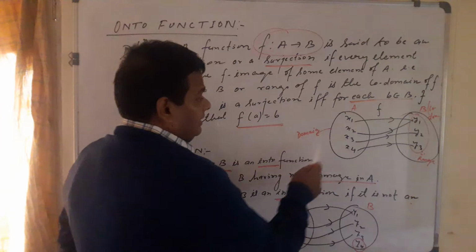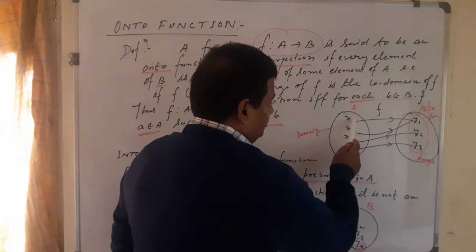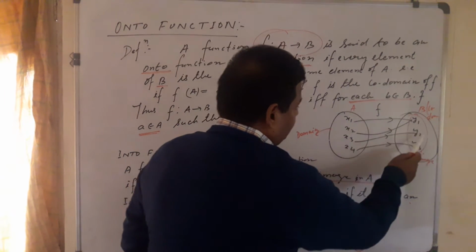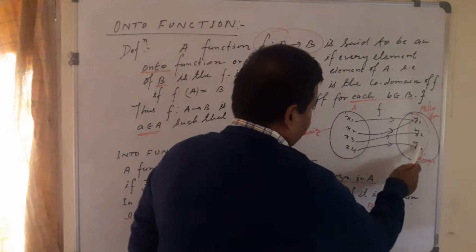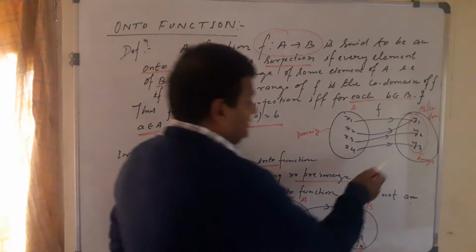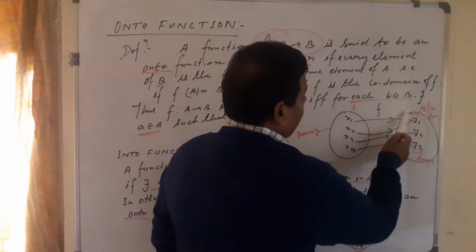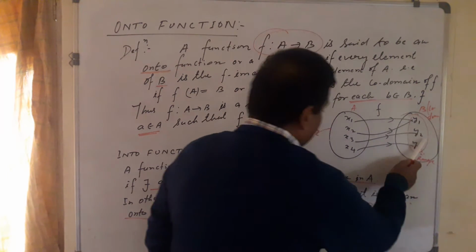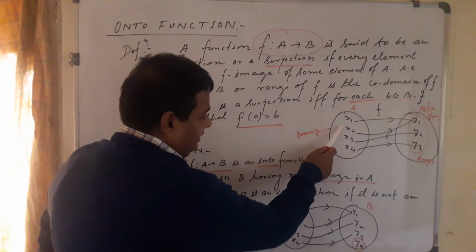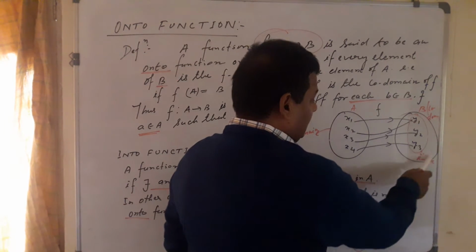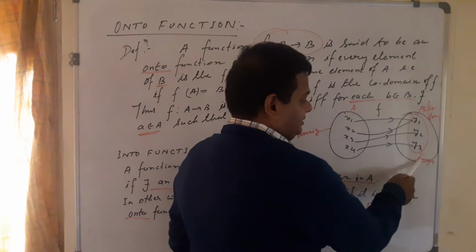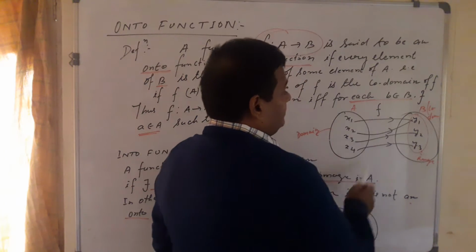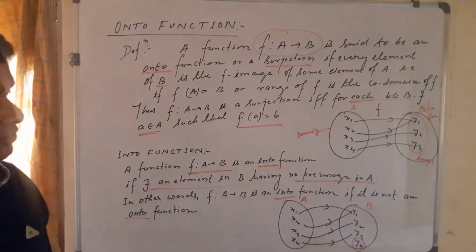Okay. So see here, x1 and x2, both elements' image is y1. x3's image is y2, x4's image is y3. So see here, each and every element of the codomain has a pre-image in set A. There is no element left in set B. Then it is called an onto function.